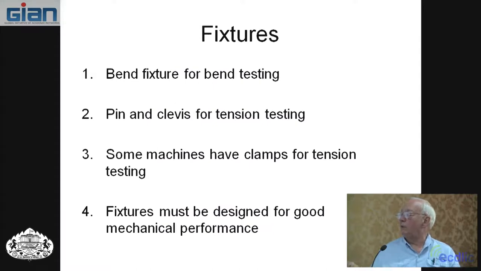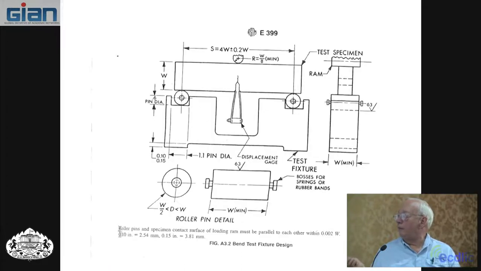So here are the fixtures that I said. Bend fixture for bend, pin and clevis for tension. Some machines have other fixture types, but these are the two most commonly used. Here's a bend fixture, and it has rollers to support the specimen, and then the load comes from the top here.